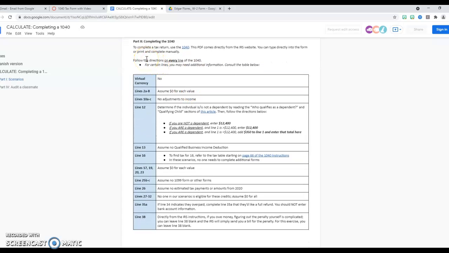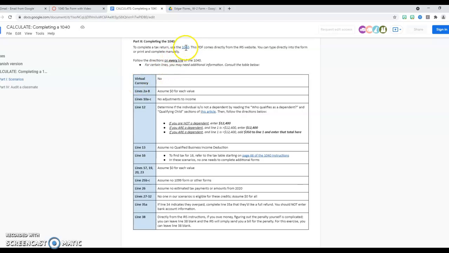And it says to complete a tax return, use the 1040. This PDF comes directly from your IRS website. You can type directly into the form or print and complete manually. You cannot save it. I have given you hard copies, so if you want to fill out the hard copy and use it and upload it, that is fine. If you want to use the one online, that is fine, but make sure you screenshot it or save it so you can send it to me. Or print it out and then send it. Totally up to you. Okay?